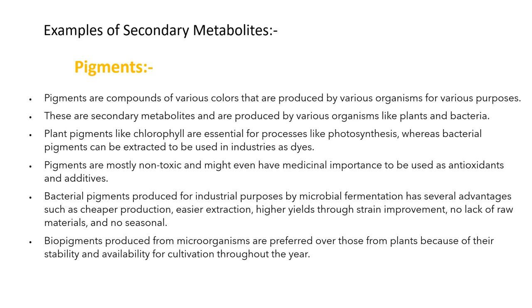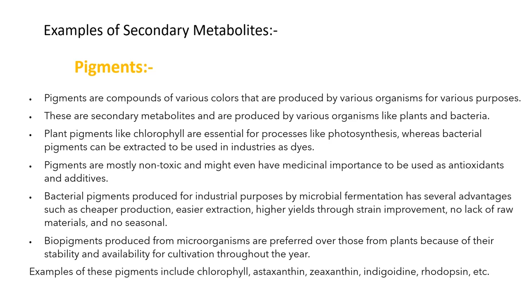Biopigments produced from microorganisms are preferred over those from plants because of their stability and availability for cultivation throughout the year. Meaning, throughout the year we can produce that secondary metabolite from microorganisms. Examples of these pigments include chlorophyll, astaxanthin, zeaxanthin, indigoidine, rhodopsin, etc.